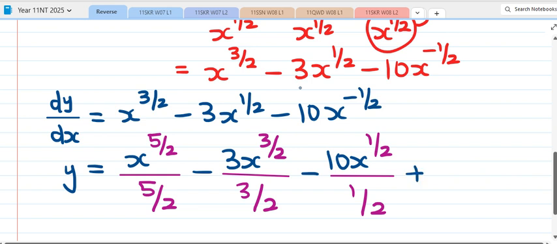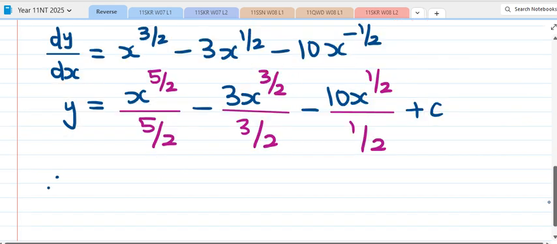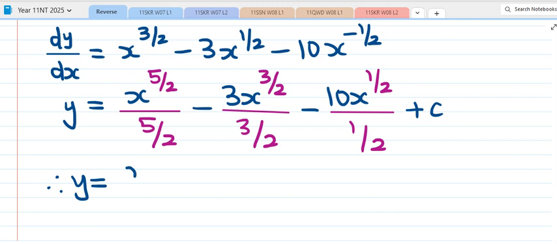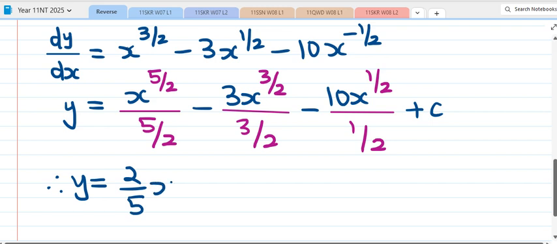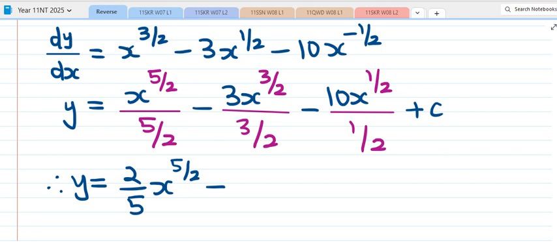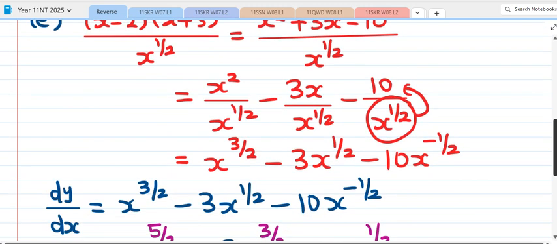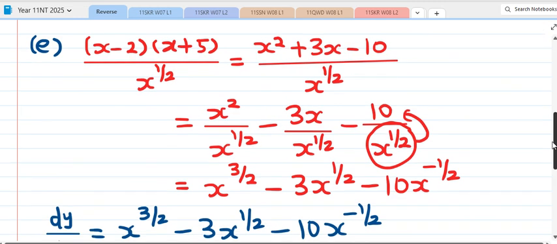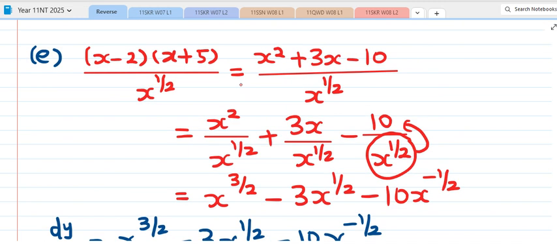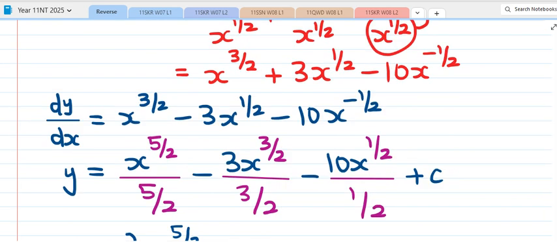Alright, so therefore, if we try to simplify this, 1 divided by 5 over 2, it will be 2 over 5 times x to the power of 5 over 2 plus 3 divided by 3 over 2, it would be plus, is this a plus or minus? Okay, let me double check something first. Okay, there's a mistake over here. So this is actually a plus. And yeah, so here everything is a plus. Just to correct this one back.